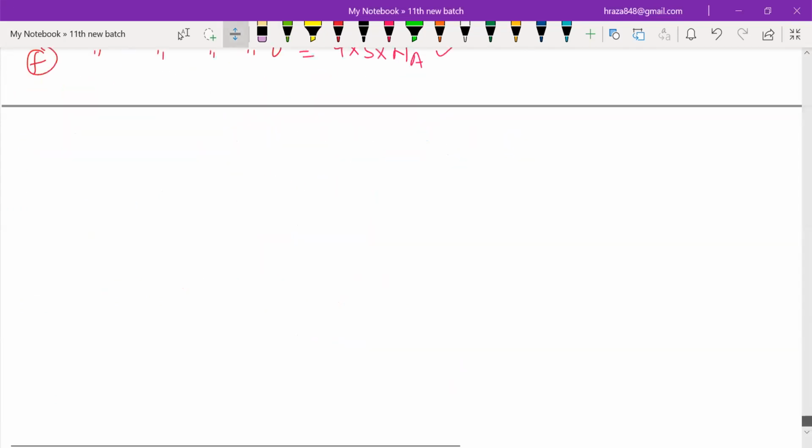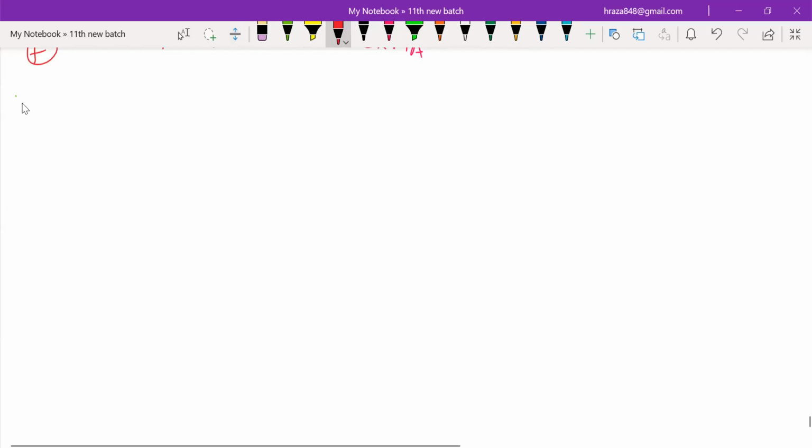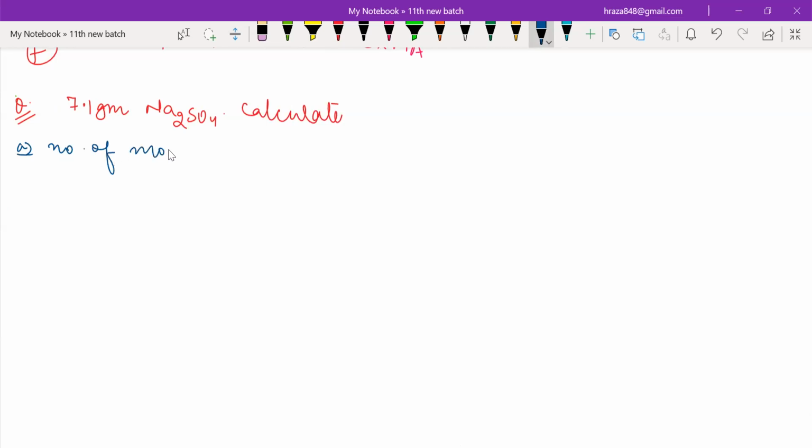So I'm going to give you a question on this same topic for your homework, right? So we have basically 7.1 gram Na2SO4. This is for your homework and please do it on time. Calculate A, number of moles of Na2SO4. B is number of molecules and C is number of atoms.